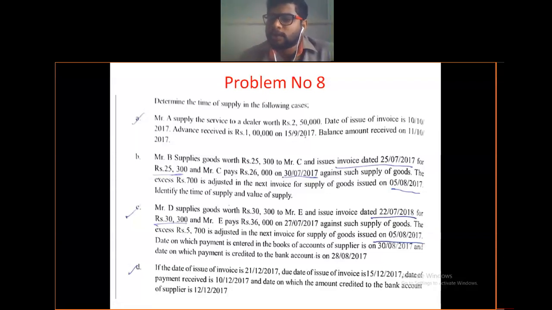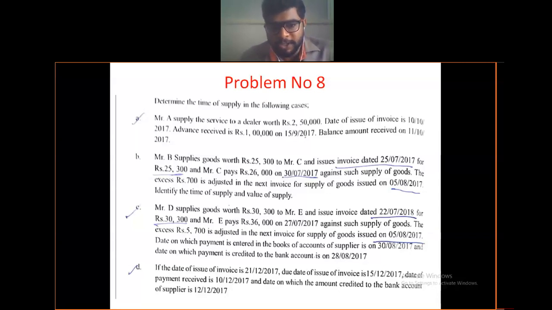For the same 30,300 invoice is issued, but Mr. E pays 36,000. See, extra he paid. How much extra he paid? Almost 5,700 he paid extra. In the previous case, he paid only excess 700 rupees, that is less than 1,000. But here, excess amount is more than 1,000. How much excess amount paid? 5,700. And it is adjusted in the next invoice for the supply of goods issued on 5th August 2017.